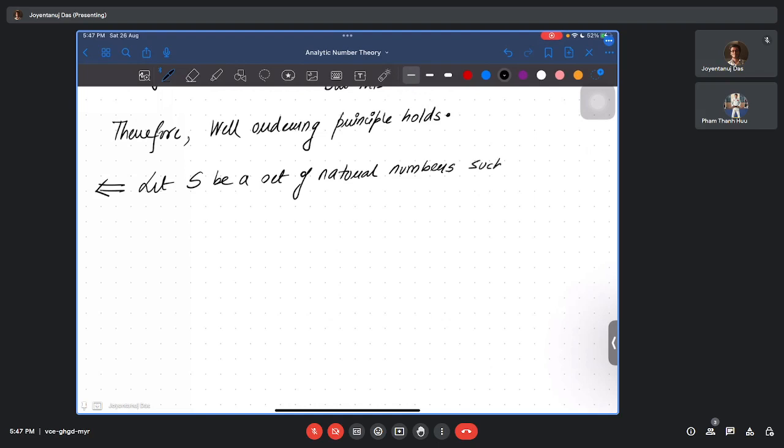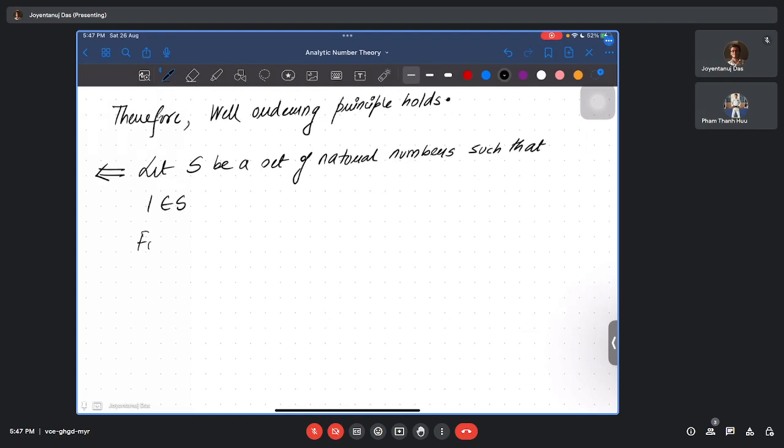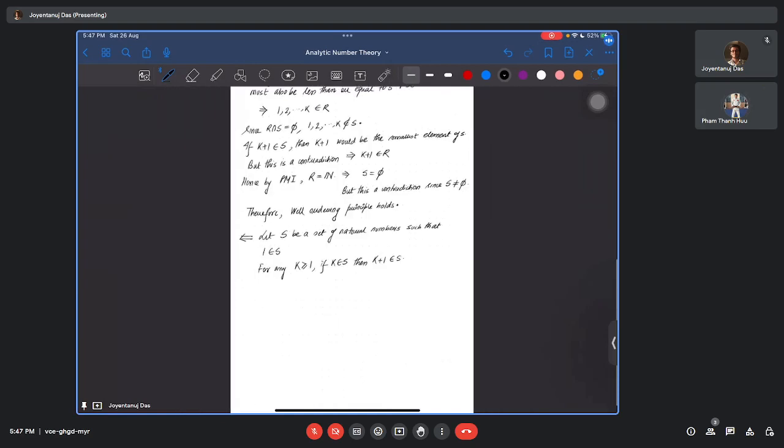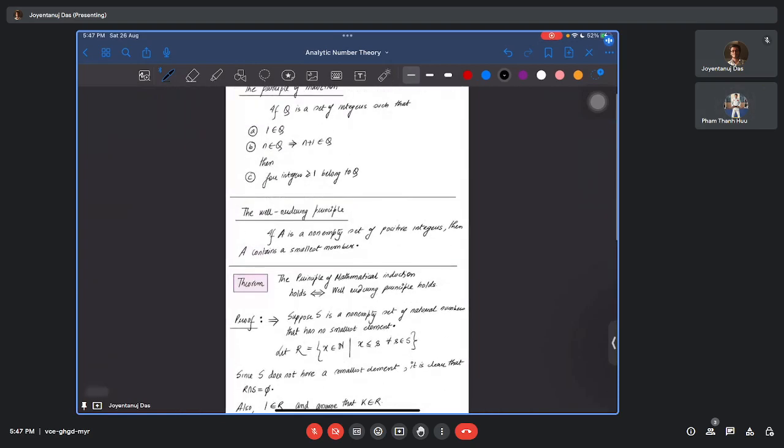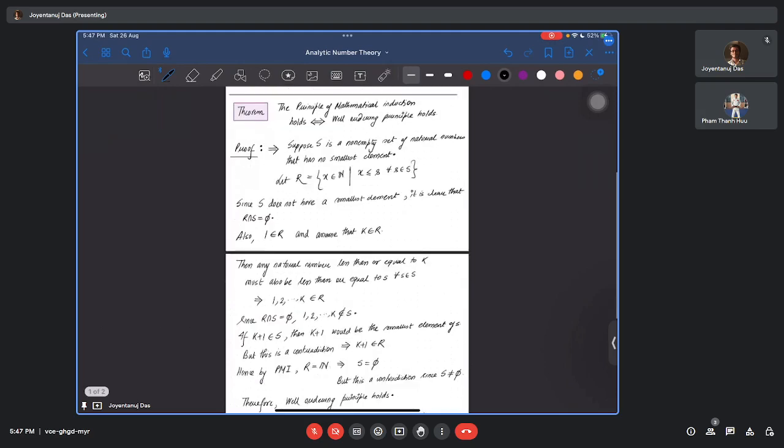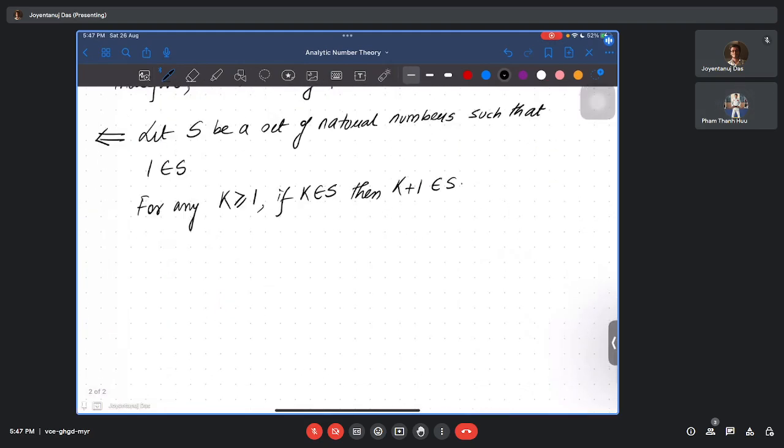Such that 1 belongs to S, and for any k greater than or equal to 1, if k belongs to S, then k plus 1 also belongs to S. Right. Now, what we have to prove? The induction statement says that if this is true, then S has to be n, right? Because like this, if we go along, S will actually equal n.